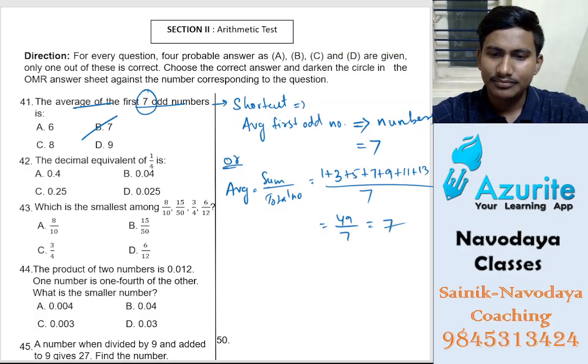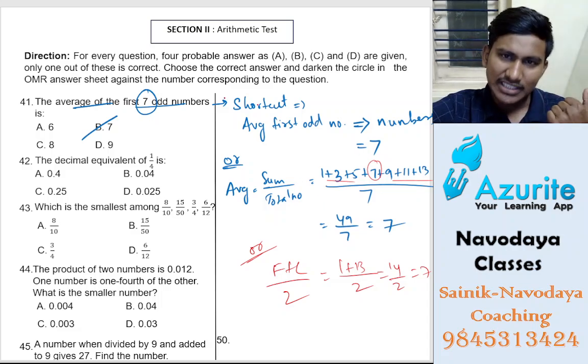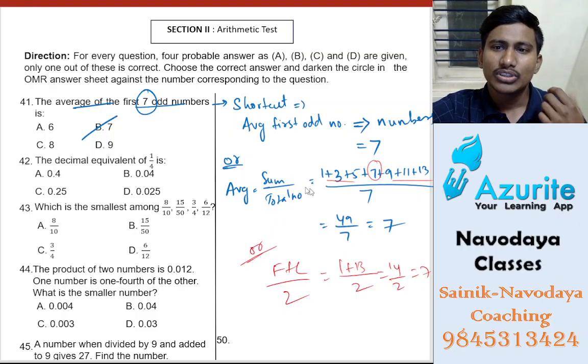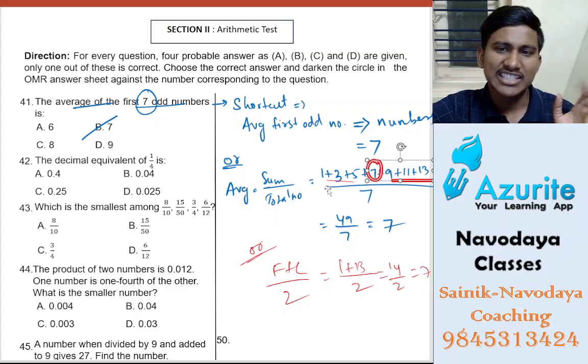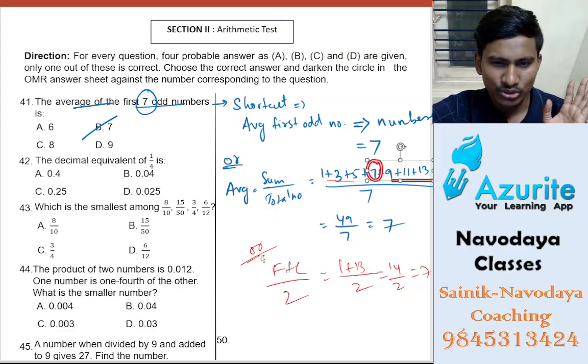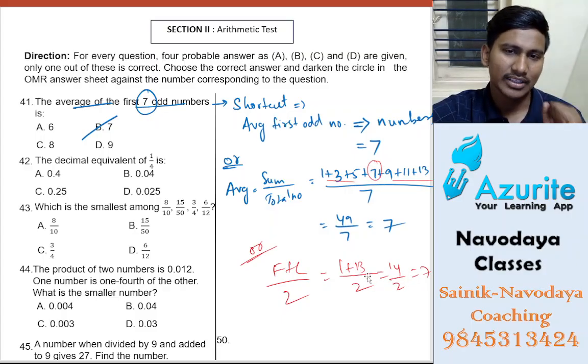Easy. So students, this is how you have to do it, or you can go with another method, that is the middle number. This is the pattern. We can find the middle number. That is 7 will be the middle. This side 3, this side 3, middle is 7. Or you can use this formula: first number plus last number divided by 2. First number is 1, last number is 13. 13 plus 1 is 14. 14 by 2 means 7 is the answer. You can do many methods, right?